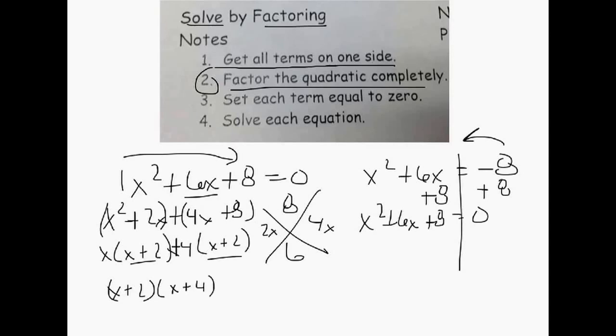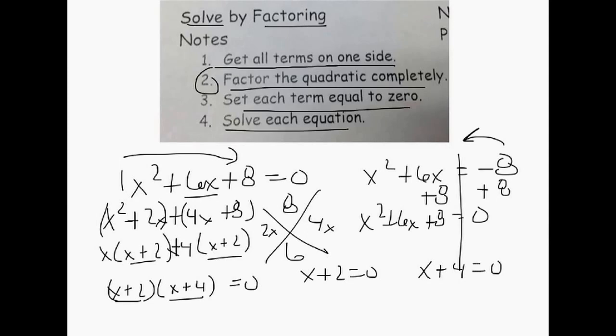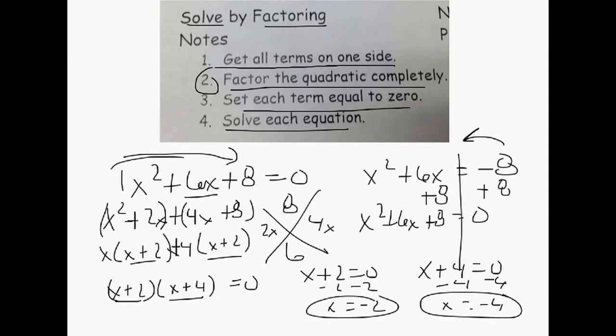Okay? Sometimes this will be done for you, sometimes it will not. Once you get them factored, then you set each term equal to 0. This is a term, and this is a term. So you'll do something like x plus 2 equals 0, and x plus 4 equals 0. Once you get those set equal to 0, you'll solve. So minus 2 to both sides, minus 4 to both sides. This becomes x equals negative 2. This becomes x equals negative 4. This quadratic that I did here crosses at negative 2 and negative 4.